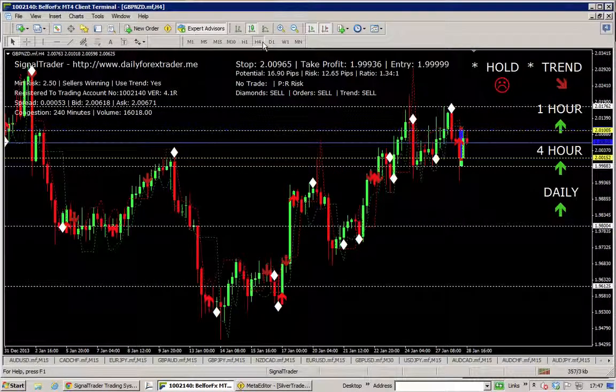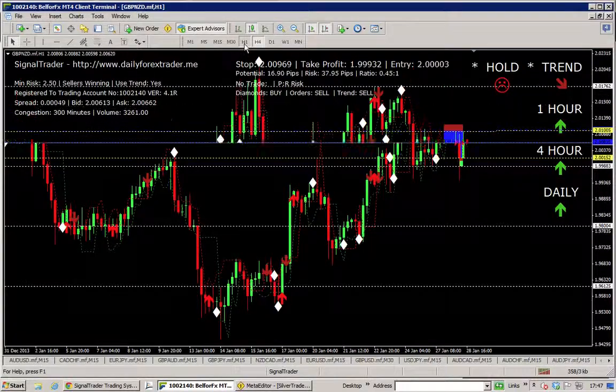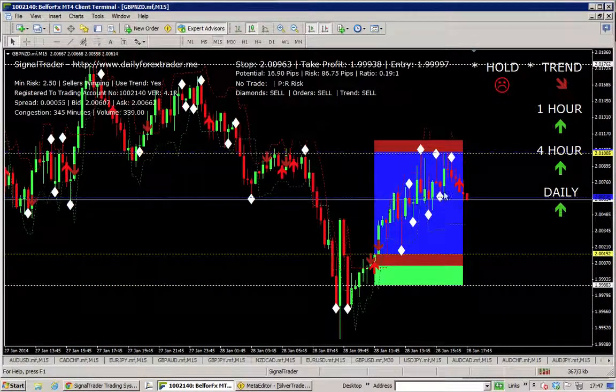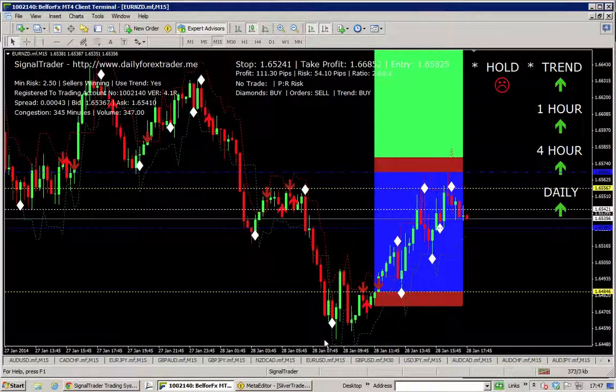4 hourly, it's bullish. Hourly, it's bullish. But 15 minutes, it's just starting to turn bearish. Now, would you sell that? I wouldn't sell it. Not a hope in hell of me selling that. Okay, I need all of these to be the same for me to take a trade, and that will help you. Like this one, look at this.